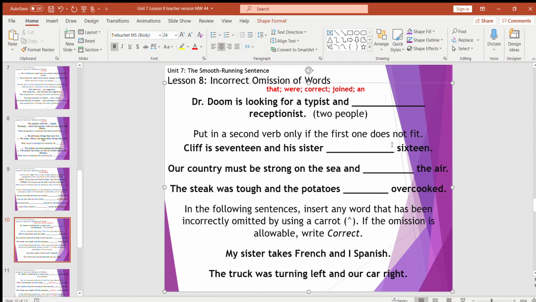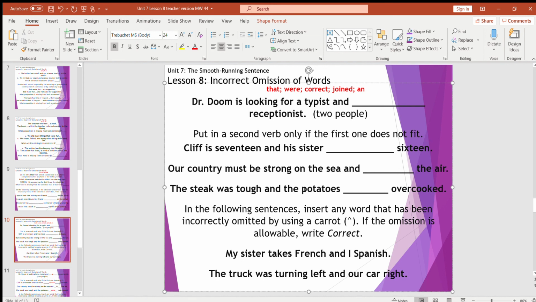Our country must be strong on the sea and blank the air. So is it okay to leave it off? No. Our country must be strong on the sea and where the air? In the air.